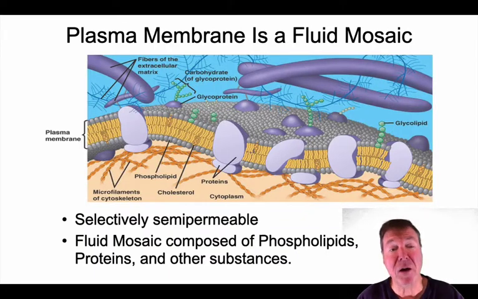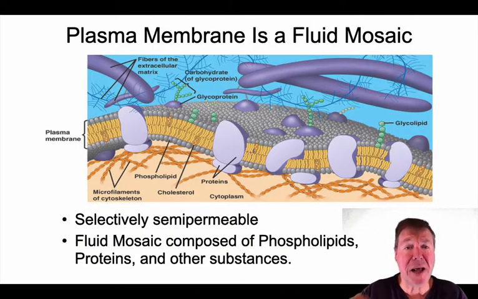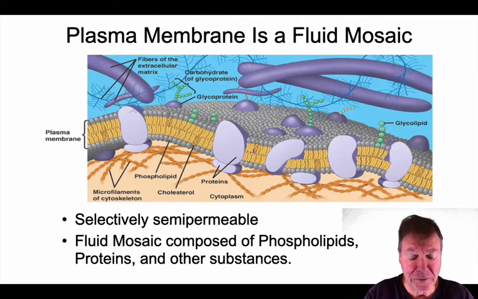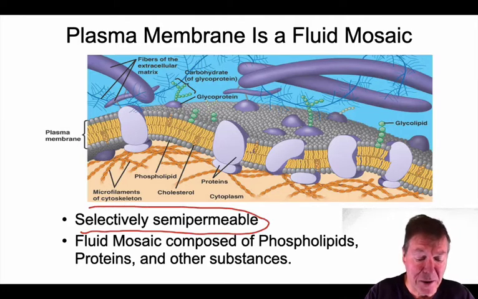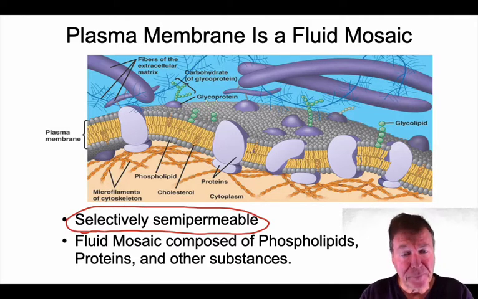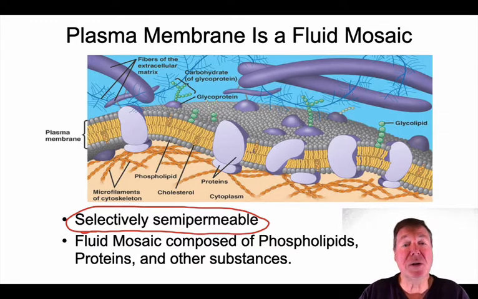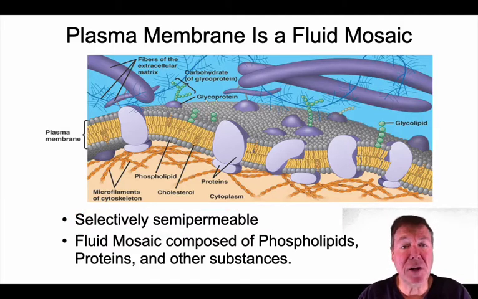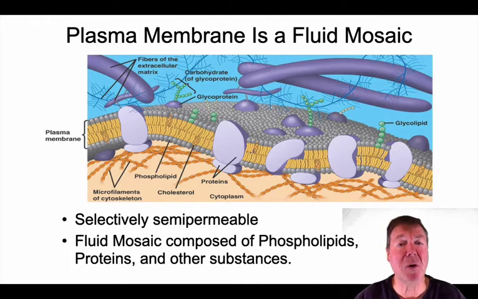As a quick review, we've gone over this before. Remember that the plasma membrane, or the cell membrane, is a fluid mosaic. Mosaic meaning it's made up of a lot of little parts, and fluid means that it is moving. It is not locked in place. It is selectively permeable, selectively semi-permeable, meaning that it can actually determine a lot of times what goes through it and what does not. And it is composed of phospholipids, proteins, and other substances. Probably the most important ones we want to talk about are the phospholipids and the proteins.